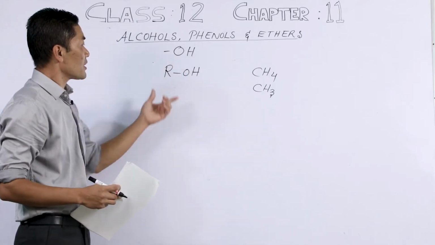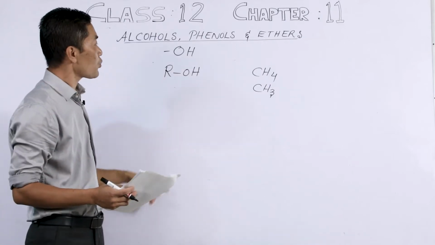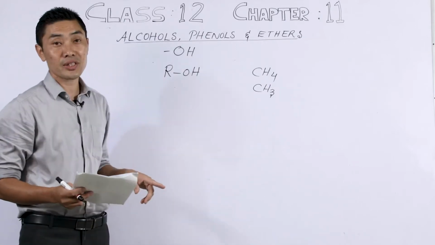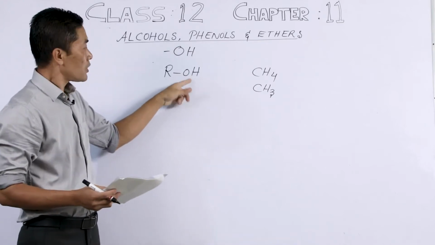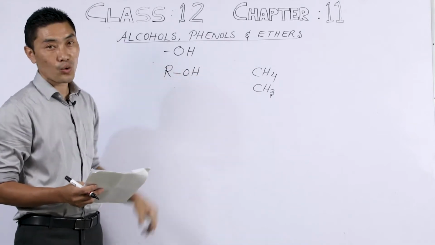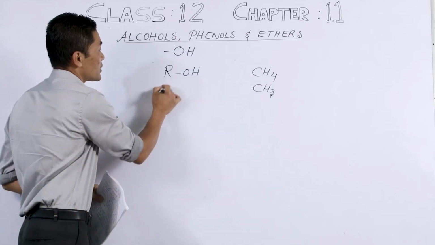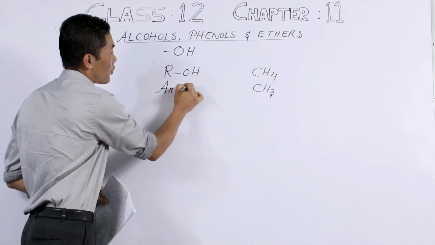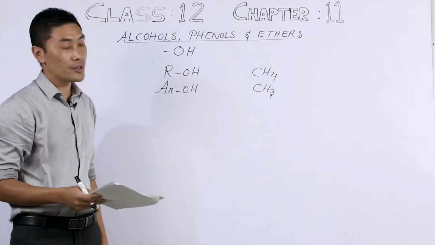So these can be considered as derivatives of hydrocarbons in which one or more hydrogens have been replaced by OH groups. These are called hydroxyl groups. Hydrogen atoms in these hydrocarbons will be replaced by the OH group here. Phenols, on the other hand, have the general formula ArOH. Ar stands for an aryl group.